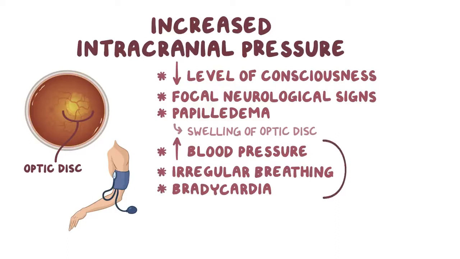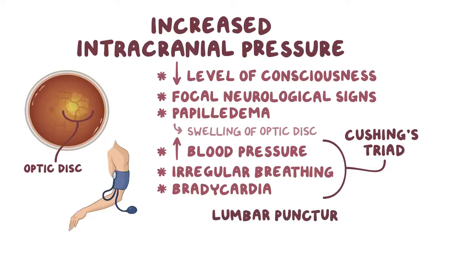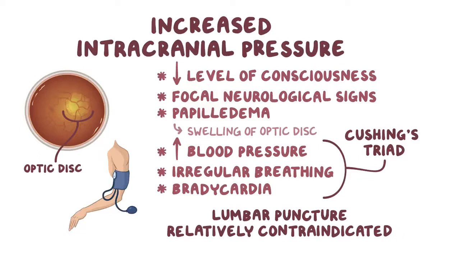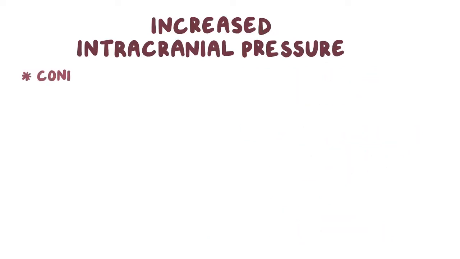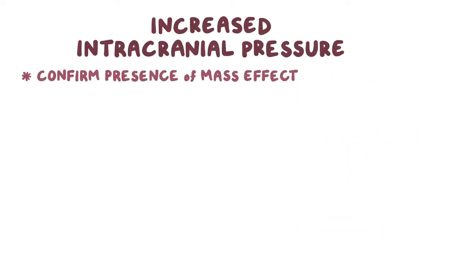These signs are referred to as Cushing's triad, and they represent a physiological response of the central nervous system to increased intracranial pressure. Lumbar puncture is classified as a relative contraindication in individuals with suspected increased intracranial pressure due to possible herniations. In order to confirm the presence of a mass effect that may be causing increased intracranial pressure, medical imaging, such as CT or MRI, can be used.